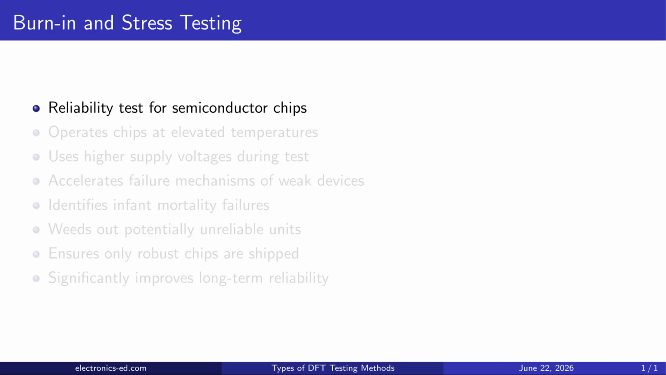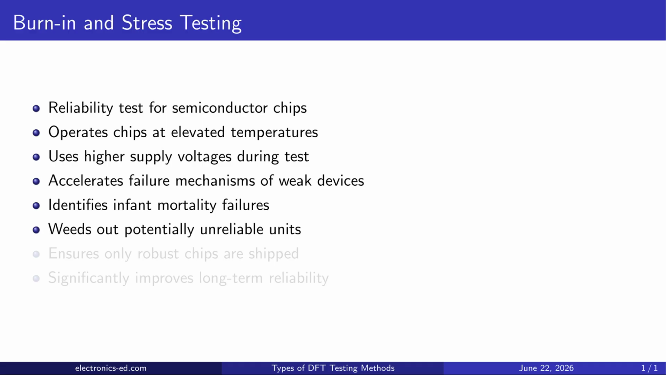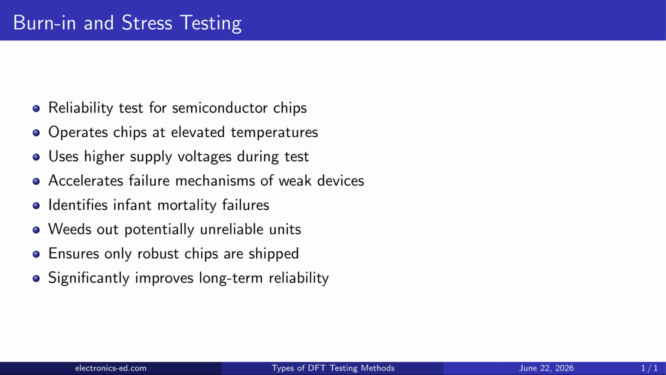Burn-in testing is a reliability test for semiconductor chips. We operate the chips at elevated temperatures. We also use higher supply voltages during the test. This accelerates the failure mechanisms of weak devices. It helps identify infant mortality failures that occur early in life. We effectively weed out potentially unreliable units. We ensure that only robust chips are shipped to customers. This significantly improves the long-term reliability of the products.